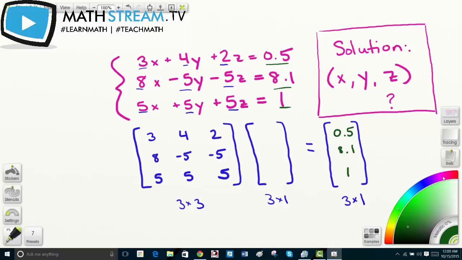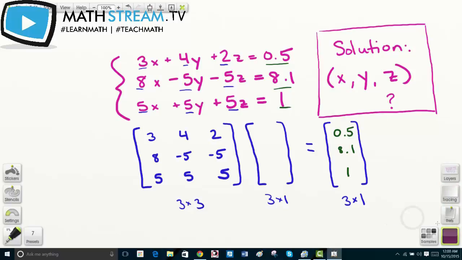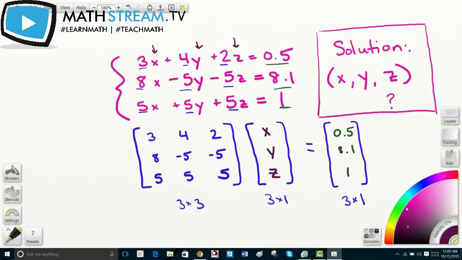And then coming back to the middle matrix, I want you to write out the variables in the order that they appear: x, y, and z from top to bottom. So because it's x, y, z, I write it x, y, z from top to bottom. All right. That is pretty much the hard part. I know it wasn't that hard, but that's pretty much as hard as it gets here.